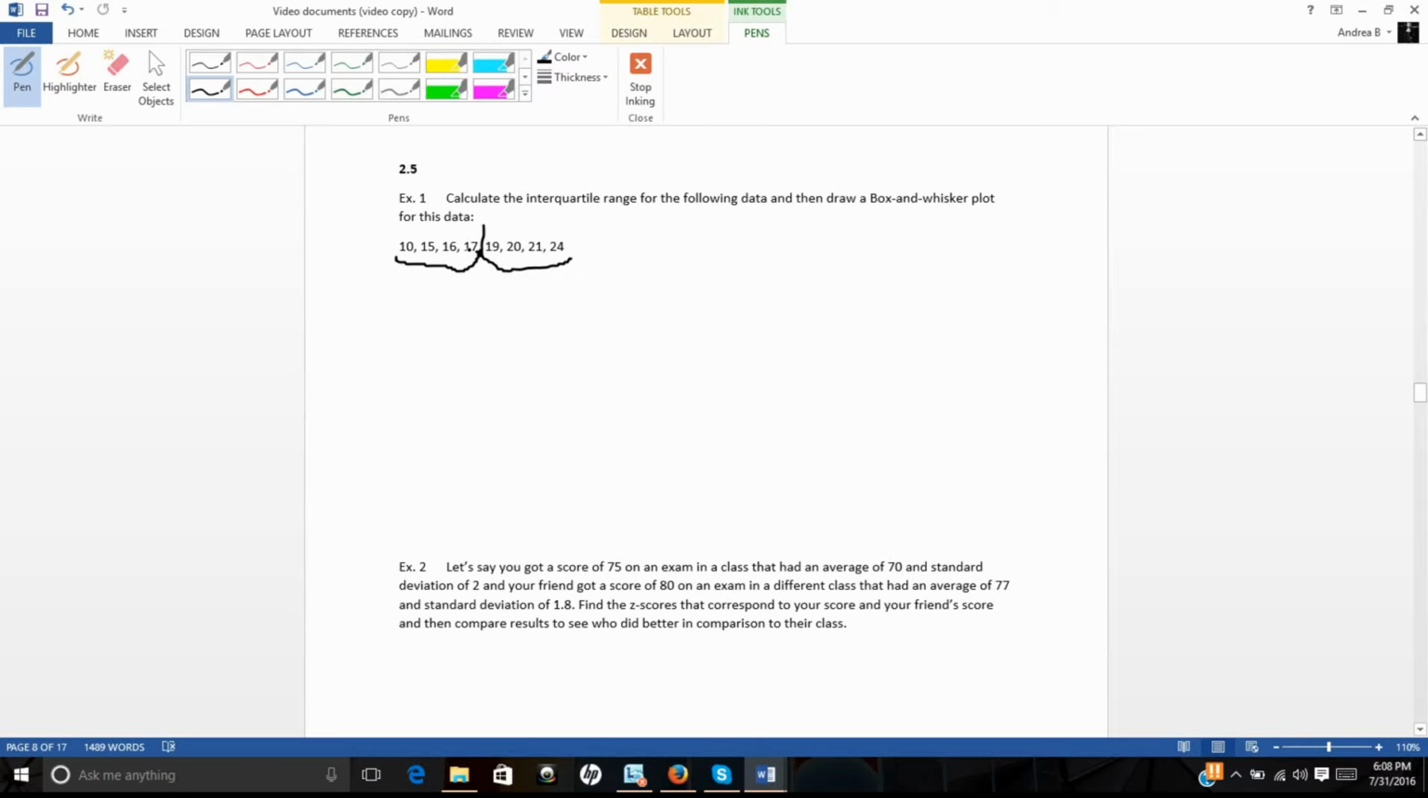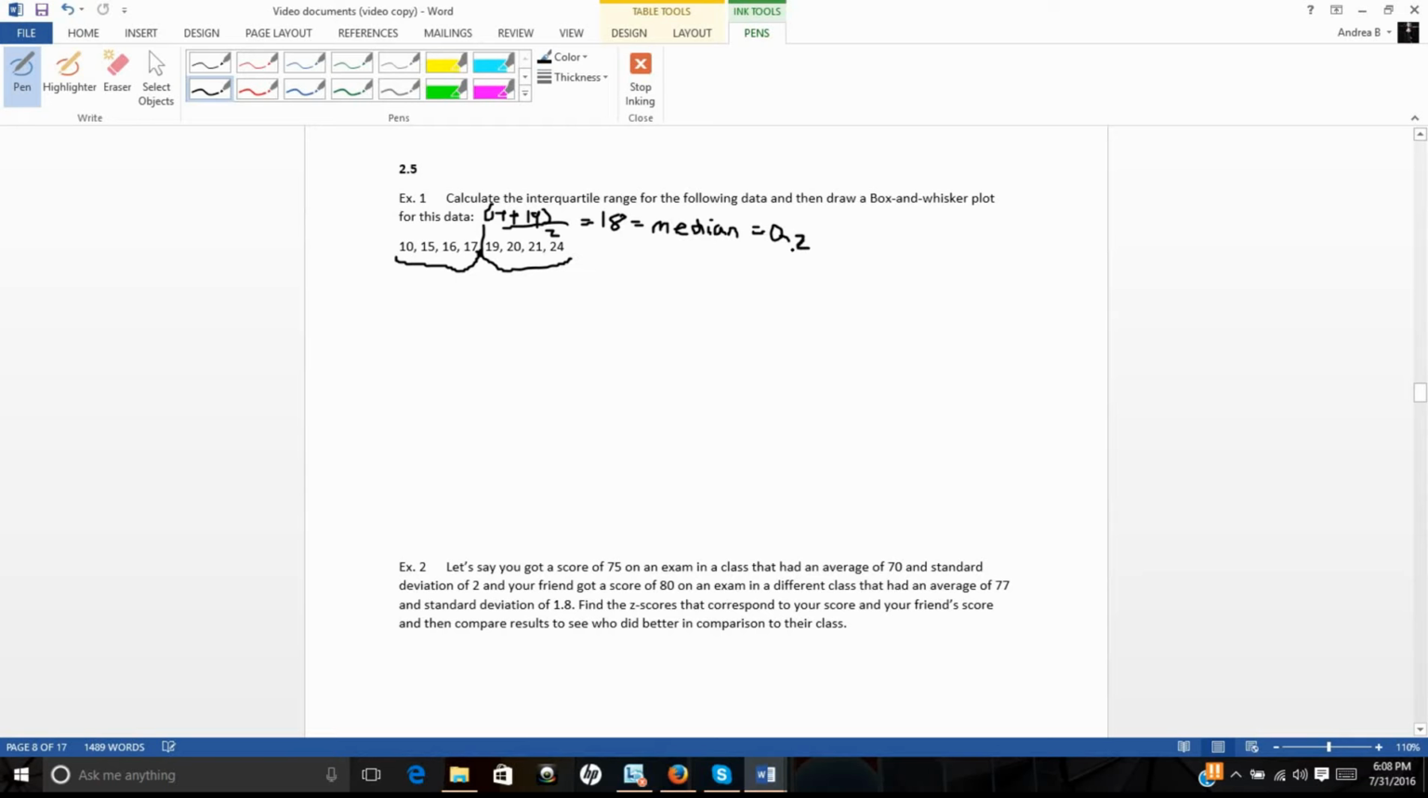Remember to find it if there were two middle numbers, in this case the 17 and the 19, we have to do that 17, add it to the 19, and then divide it by 2. So in other words, you're finding the average of those two values. So if we do 17 plus 19, and then divide that answer by 2, you should get 18. So remember, that is your median. And remember, your median is the same thing as Q2, or your second quartile.